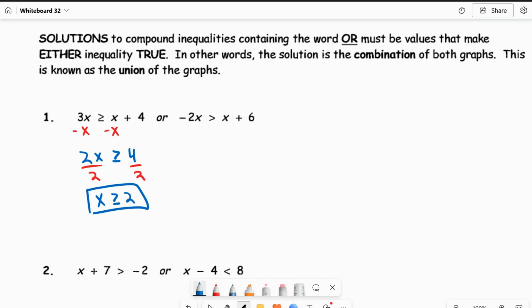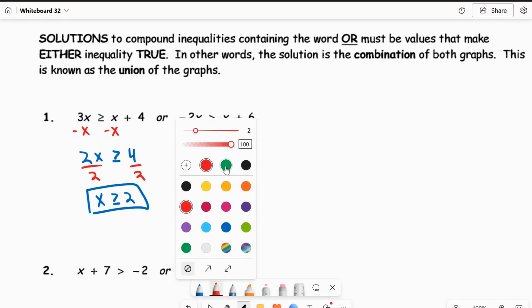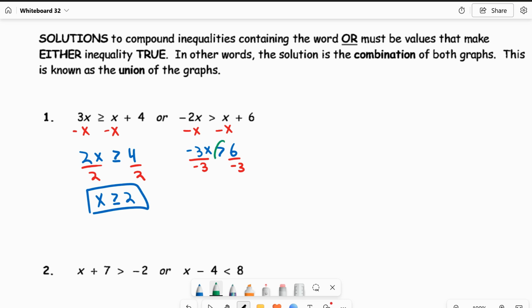And on the other side, I will do the same. Subtract x from both sides. That will give me negative 3x is greater than 6. Next, I'm going to divide by my coefficient. Since my coefficient is negative 3, I'm going to have to go ahead and flip my inequality. This will give me x is now less than 6 divided by negative 3, which is negative 2.